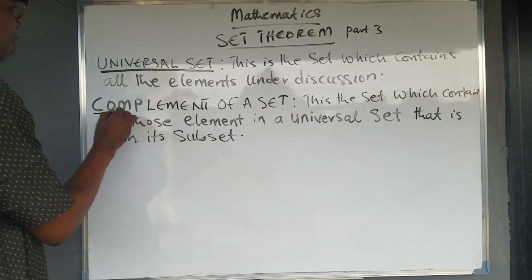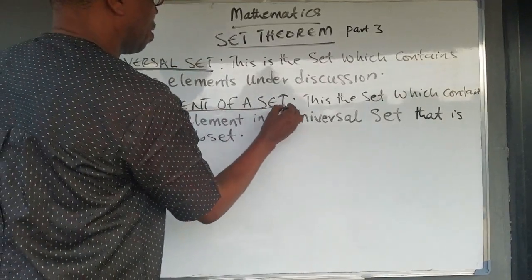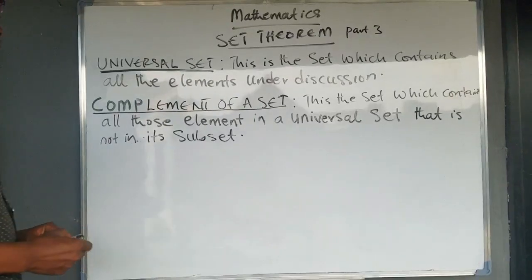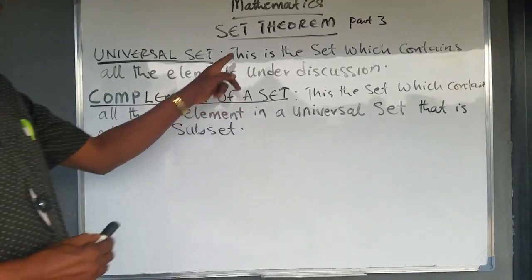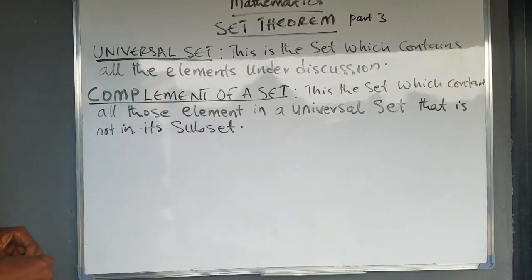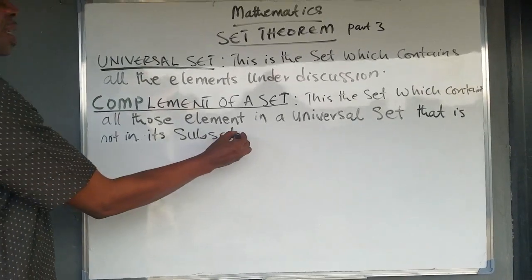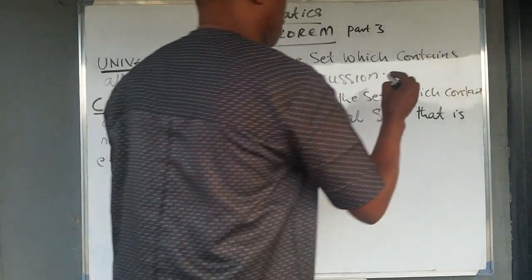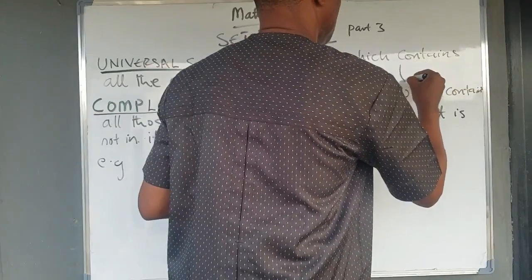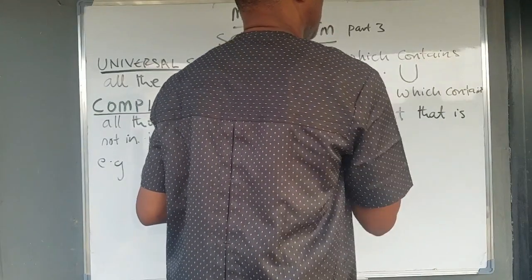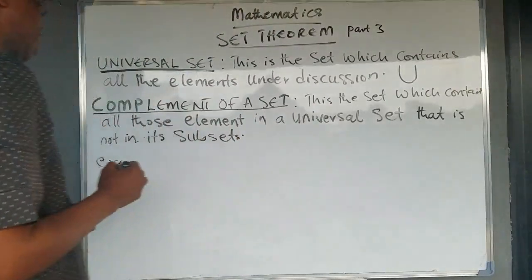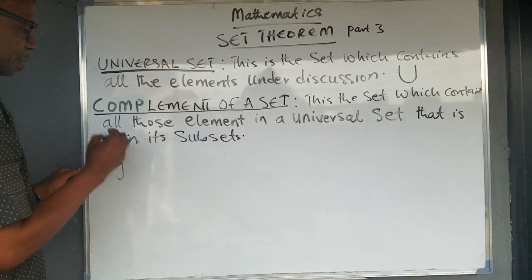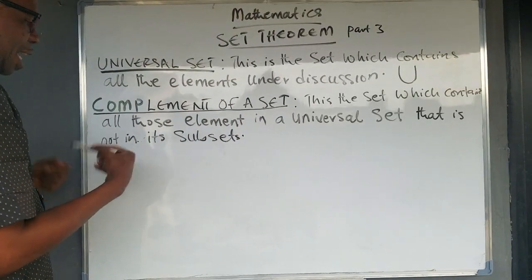Then we also have what we call the complement of a set. This is a set which contains all those elements in the universal set that are not in its subsets. Let me take an example. Now, before I forget, the symbol for the universal set is big U. That's the symbol for the universal set. Now let's take an example.